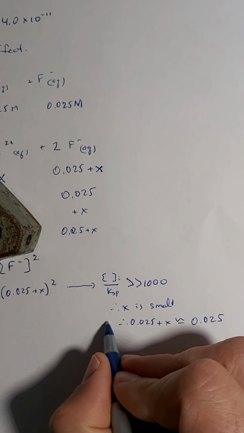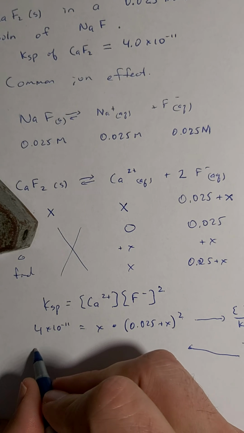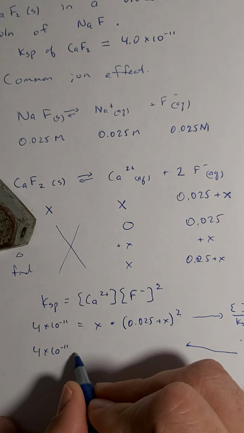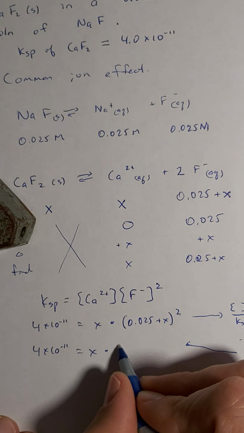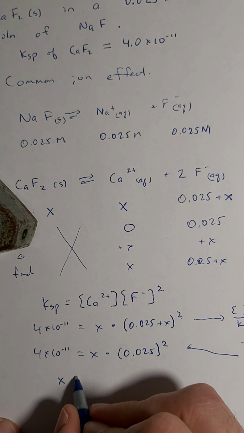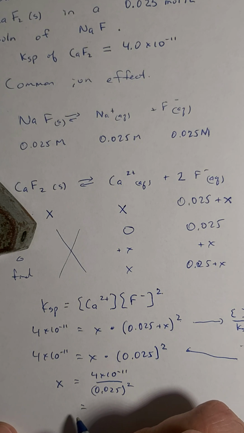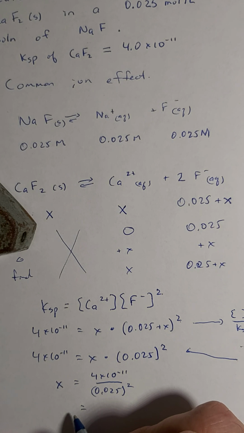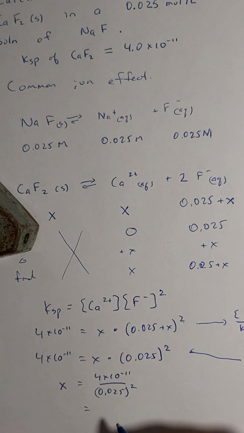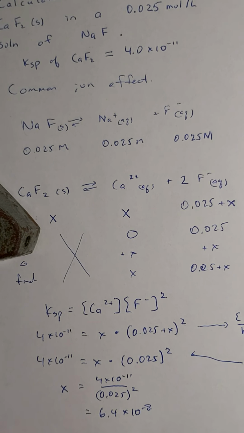So I'm going to go back over here now. And this is going to become 4 times 10 to the minus 11 equals X times 0.025 squared. X equals 4 times 10 to the minus 11 over 0.025 squared. And I'm going to get 6.4 times 10 to the minus 8.